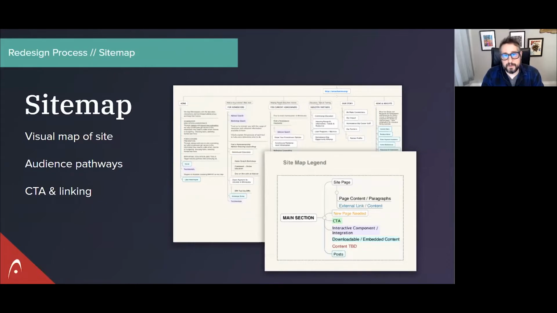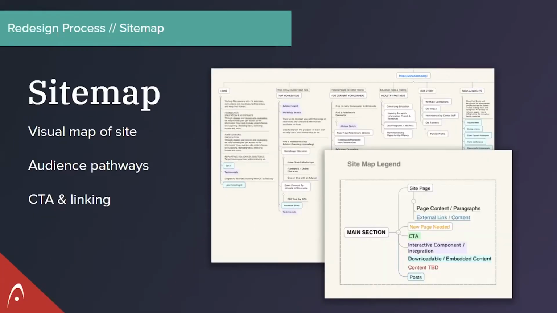Then we're going to talk about the sitemap. The sitemap is the next stage. This is a visual map, an organizational structure of every page on your website, and usually different features and elements of the main navigation too, and where things link off to other sites, or where calls to action are, or forms or embedded content. You can see this sitemap has a little legend in there. We make a little key, a little guide, so people can look at the sitemap and really understand it well.